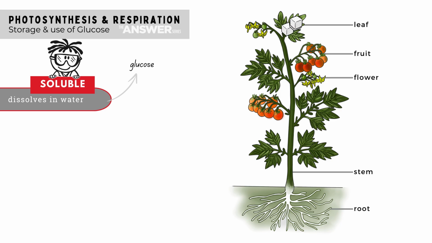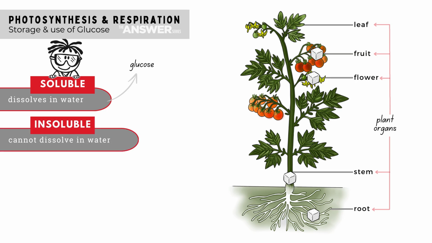Dissolved glucose can then easily be transported from the leaves to the fruits, the flowers, the stems, and the roots, all of these different organs in a plant's body. All of these organs must receive glucose for their specific life processes. If glucose is not used immediately, it can be stored in these plant organs in an insoluble form.